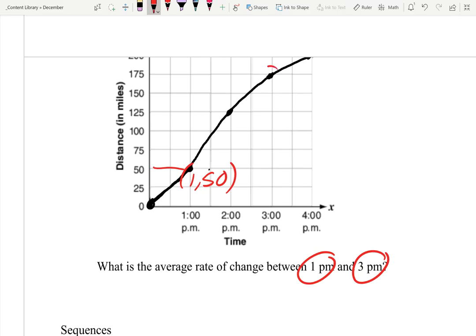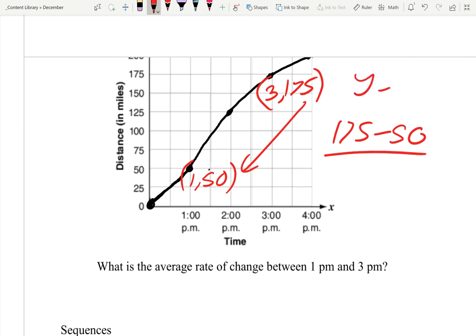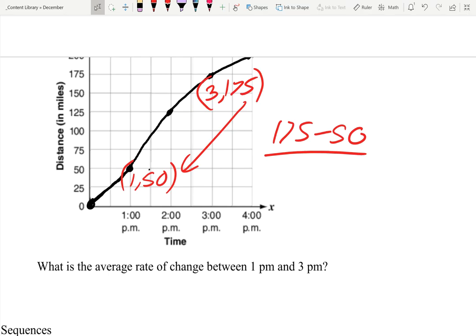The one at 3 p.m. is up here, which is 3 p.m. That's about 175. So again, only using those 2 points, right, find the rate of change. So subtract those y's, subtract those x's. So let's do the other way around. Let's do 175 minus 50 as my y's, right? My y minus my y. 175 minus 50 over 3 minus 1.